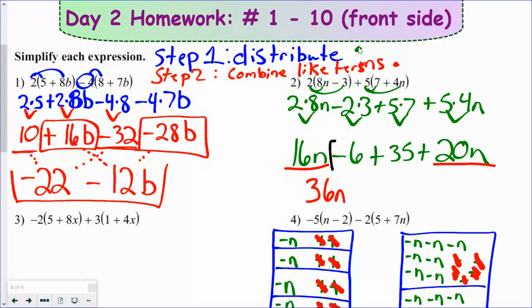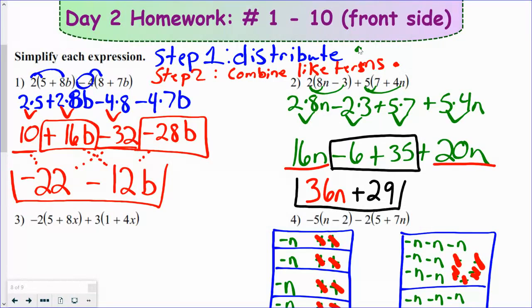Then I'm going to put my constants, my numbers that don't have variables, together. Okay, so if I owe you $6 and I earned 35 that day, after I pay you back, I only have $29 left. So our final answer is 36n plus 29.